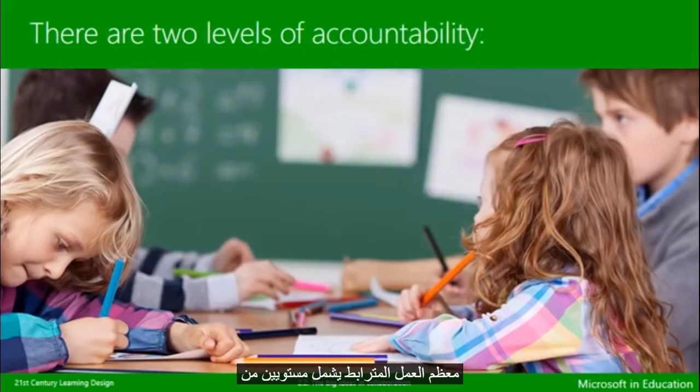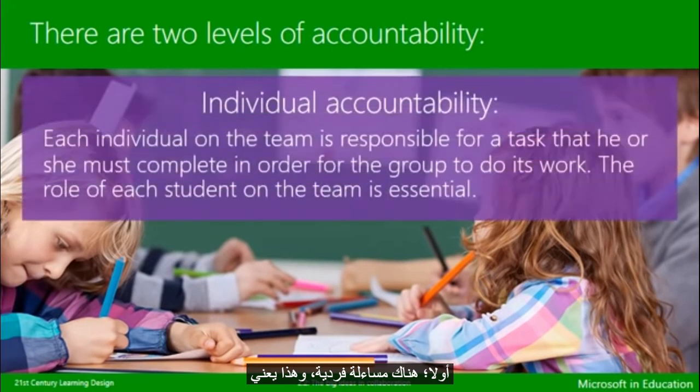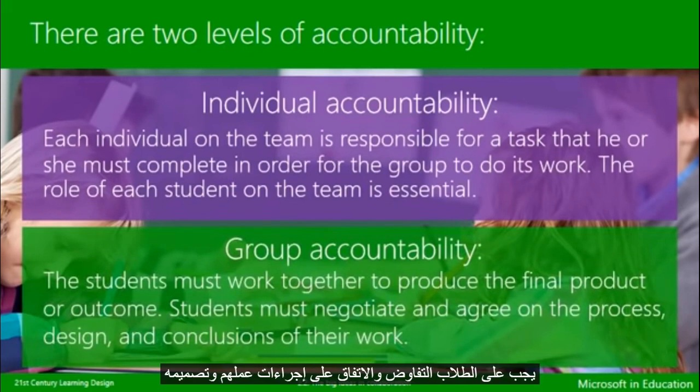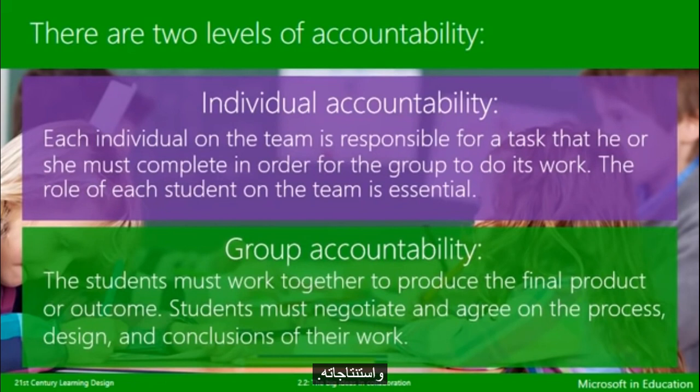Most interdependent work involves two levels of accountability. First, there is individual accountability. This means that each individual on the team is responsible for a task that he or she must complete in order for the group to do its work. Therefore, the role of each student on the team is essential. Secondly, there is group accountability, which means that the students must work together to produce the final product or outcome. Students must negotiate and agree on the process, design, and conclusions of their work.